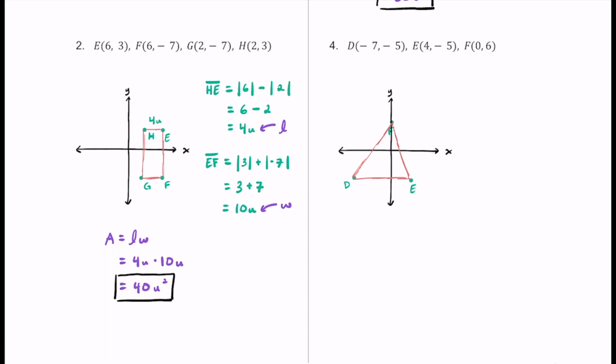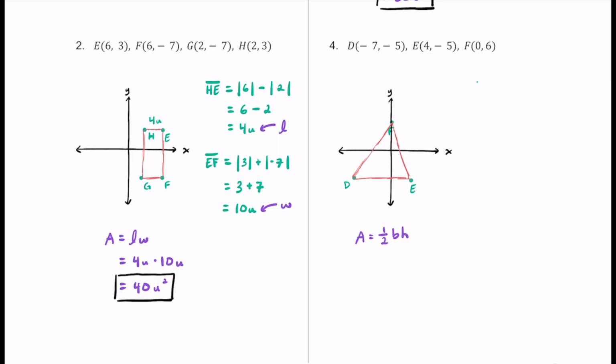So again, for a triangle, we have area equals 1/2 base times height, or base times height divided by 2. So the base of this triangle is going to be segment DE. So let's go ahead and focus on points D and E to find out the distance between them. So they have matching y values of -5. So let's just focus on -7 and 4. They're non-matching values. They're in different quadrants. So let's go ahead and add their absolute values.